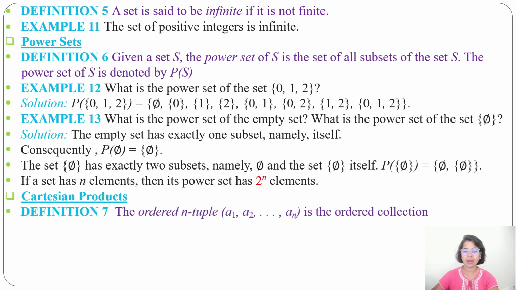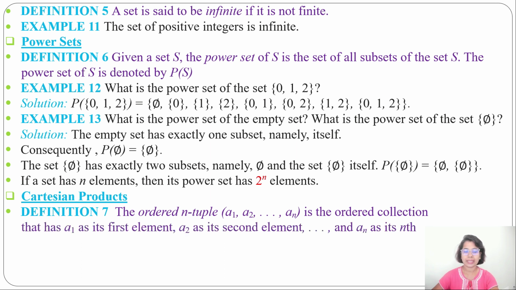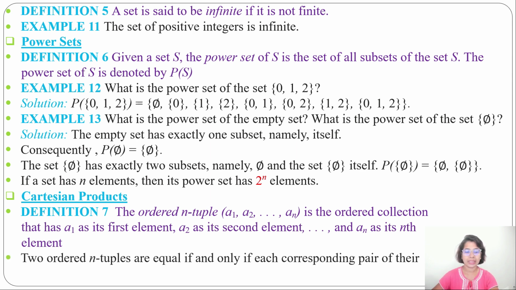Definition 7. The ordered n-tuple A1, A2 till An is the ordered collection that has A1 as its first element, A2 as the second element, and An as the last element. So it's in an order. The first element is A1 and the last element is An. Two ordered n-tuples are equal if and only if each corresponding pair of their elements is equal.